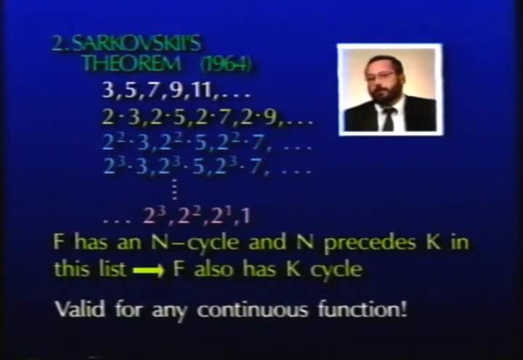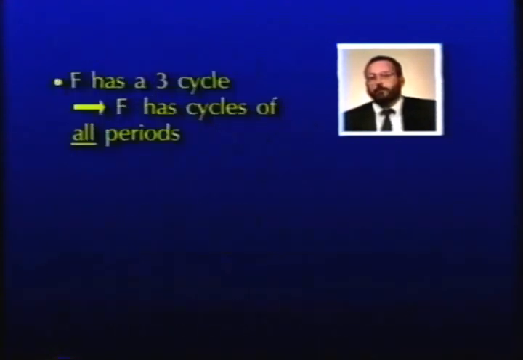Notice also what it says. Period 3 is at the head of the list, whereas periods a power of 2 are at the end of the list. So Sharkovsky's theorem says that if your function happens to have a cycle of period 3, then it must have cycles of all other periods. Cycles of period 5, 7, 9, all the way down through the Sharkovsky ordering.